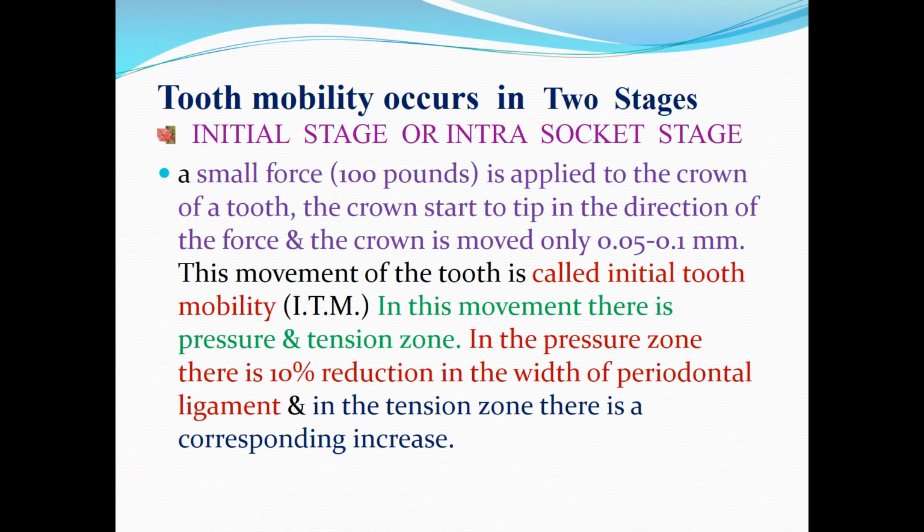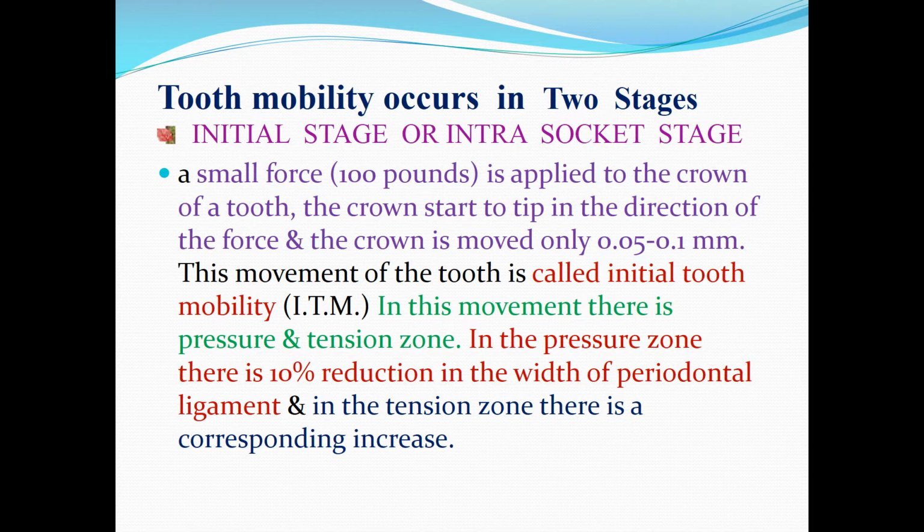Tooth mobility can occur in two stages: the initial stage, or the intra-socket stage, and the secondary stage. We will return to the initial stage. When will this stage happen? The initial stage occurs when a small force, about 100 pounds, is applied to the crown of the tooth. So the crown will start to tip in the direction of the force.